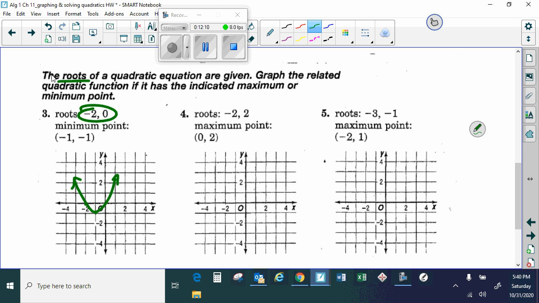Graph the related quadratic function if it has the indicated maximum or minimum point. And that is a minimum. So we're just practicing graphing it. Oh, I did that problem for you. I'm not doing the other two. That'll go ahead and end it. 12 and a half minutes.